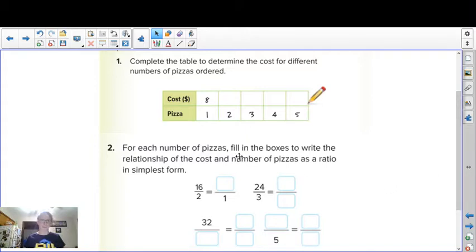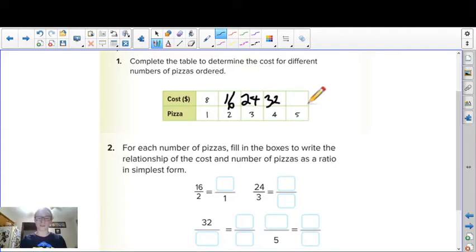So if I only order one pizza, it's going to cost me $8. Fair enough. Well, what's going to cost me for 2 pizzas? So 8 plus 8, which would be 16. And if I ordered 3 pizzas, it would be $24. 4 pizzas would give me $32. And 5 pizzas would give me $40. Again, simple continuous addition, or because we are working on our higher level math skills, just simply multiplying. Again, not something too complex there. We like those.